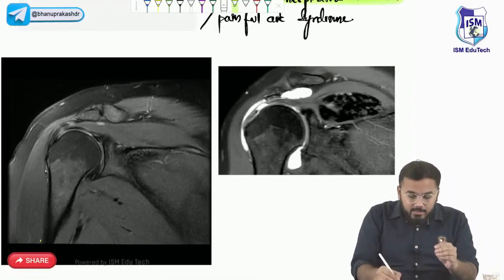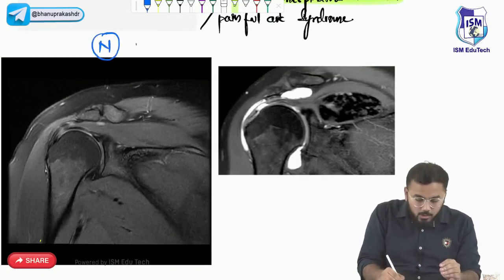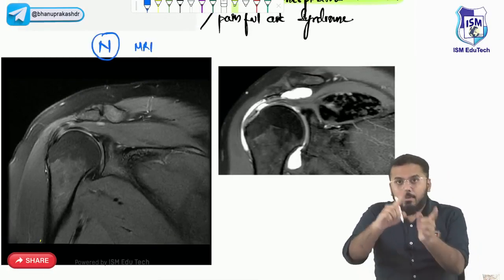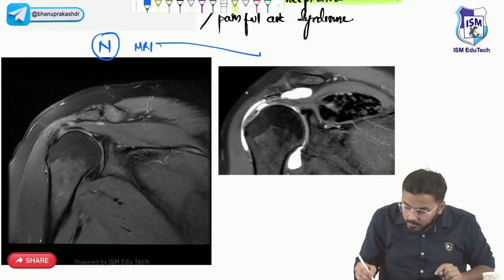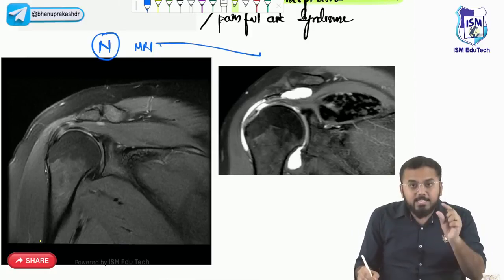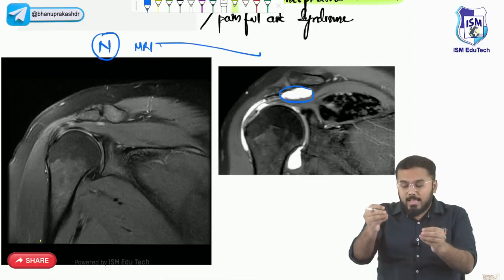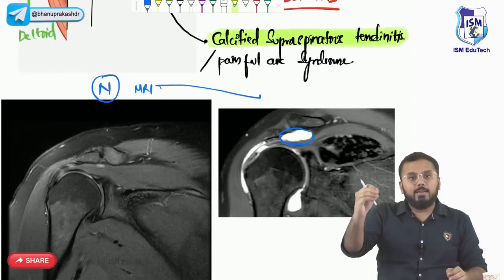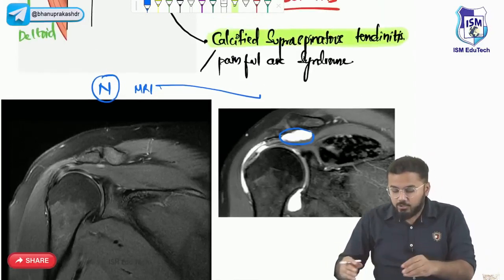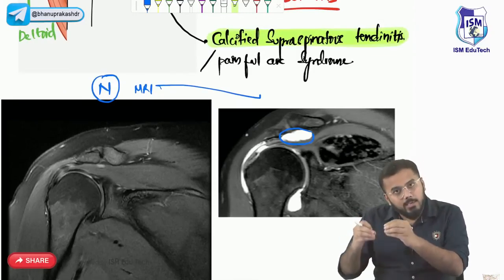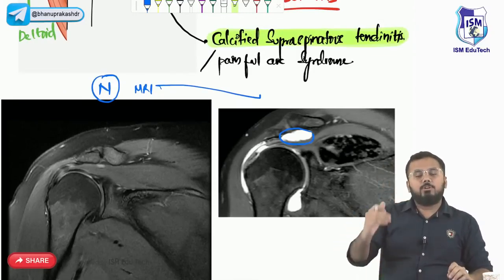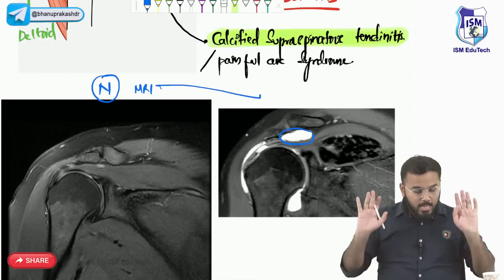Compare the same MRI. This is a normal MRI. Compare the same MRI onto the opposite side. Exactly in that region, you can see this white color deposition. This is called calcified supraspinatus tendinitis. Calcium deposition. As it is, this question only was asked in the exam. Are you clear now?